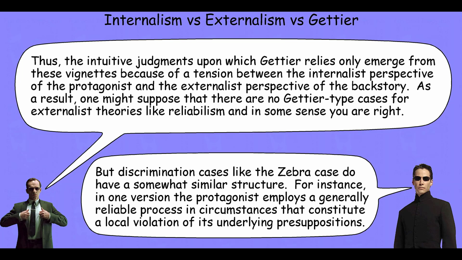However, discrimination cases, like the zebra case that is mentioned in Weinberg, Nichols, and Stich, do have a somewhat similar structure. For instance, in one version, the protagonist employs a generally reliable process in circumstances that constitute a local violation of its underlying presuppositions. We'll discuss cases like that and the problems that they pose for reliabilist theories in the final lecture module.